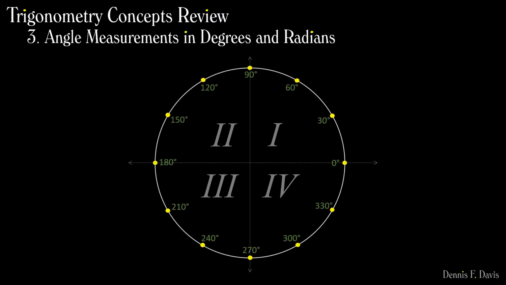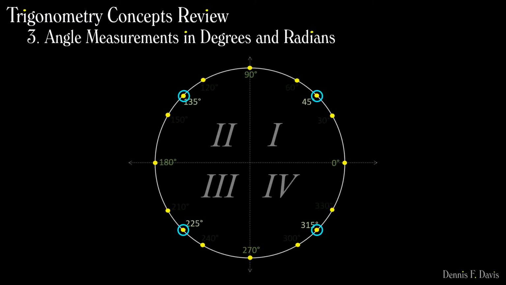Also important are the 45-degree angles that bisect each quadrant. You should know all of these too, using the same method of adding or subtracting 45 degrees from one of the quadrant boundary angles, 0, 90, 180, 270, or 360.